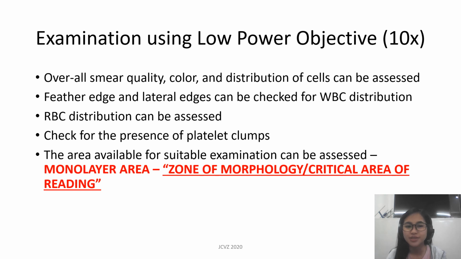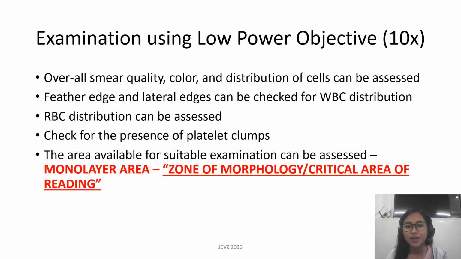And then our RBC distribution can also be assessed. We try to look at whether our RBCs are overlapping or forming rouleaux formation. We can check on that by using your low power objective, and that will also give you an idea of whether your technique for smearing is effective, because if you look at your smear under the low power objective and you see that your cells are clumping, then it gives you an idea that the technique you are using is ineffective.